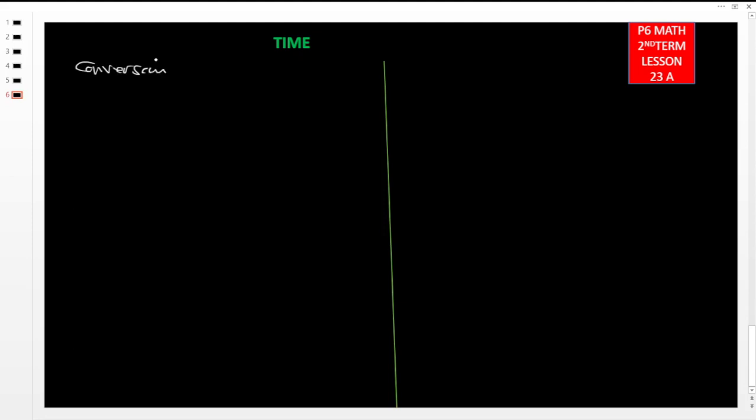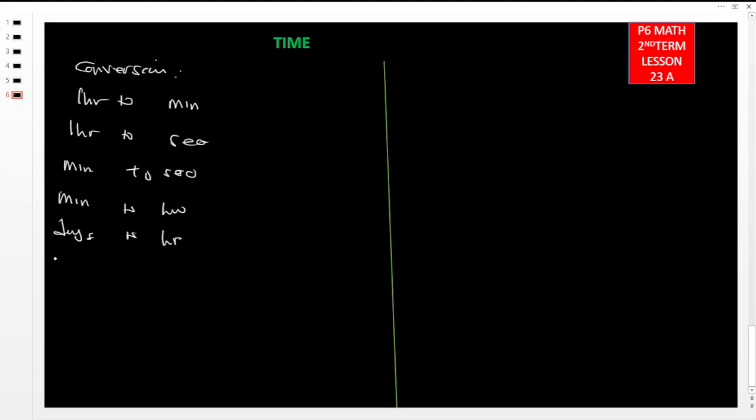So under these conversions we are going to convert from hours, we take them to minutes. Then we can also convert hours to seconds. Then we can change minutes to seconds, and again we can take minutes then to hours. We can convert days to hours, then days to minutes, then days to seconds, seconds to days, and so on and so forth. So let us get started.